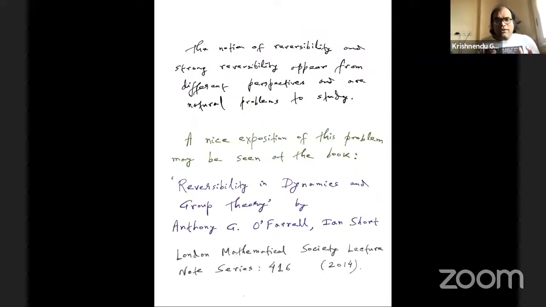Now the notion of reality and strong reality, or reversibility or strong reversibility, appear from different perspectives and from different viewpoints, and they are pretty natural problems to study. So I recommend this book by Anthony G. O'Farrell and Ian Short, which was published by the London Mathematical Society in 2014, for a nice exposition of this problem from many viewpoints. So you can see that the motivation really comes from classical mechanics to classical finite group theory.